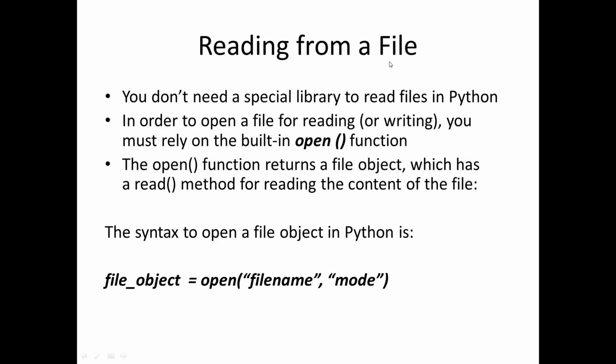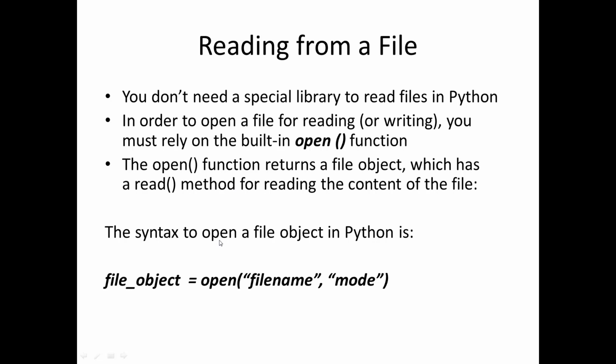Reading from a file in Python is relatively easy. You don't need a special library. You just need to take advantage of some of the built-in functions in Python. In order to open a file for reading or even writing in Python, you just simply use the built-in open function. This open function returns a file object, which has, among other things, a read method that helps you to read the content of the file.